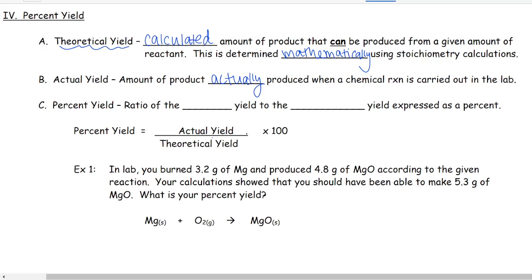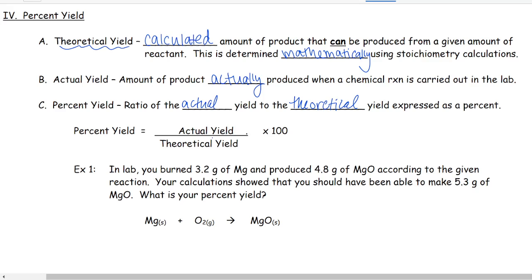exactly 100%. So the percent yield is the ratio of the actual yield to the theoretical yield expressed as a percent. This is different. A lot of students in my earlier classes were saying that we already learned this last semester, but this is different.